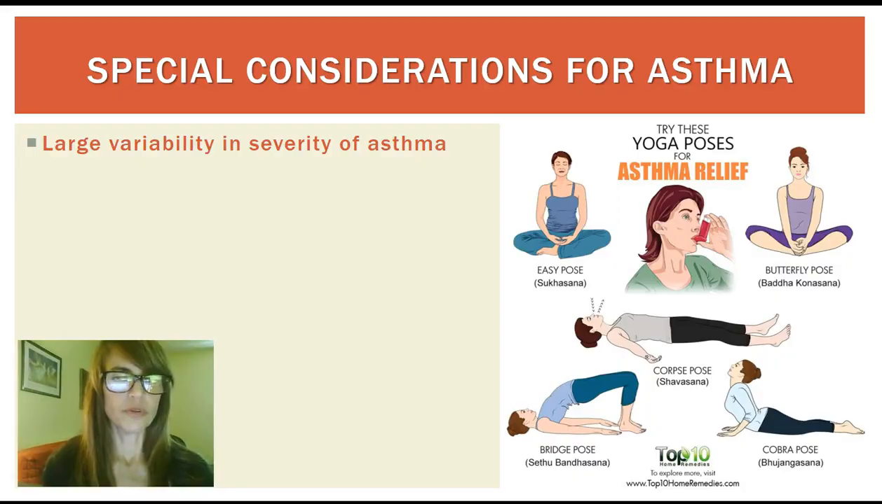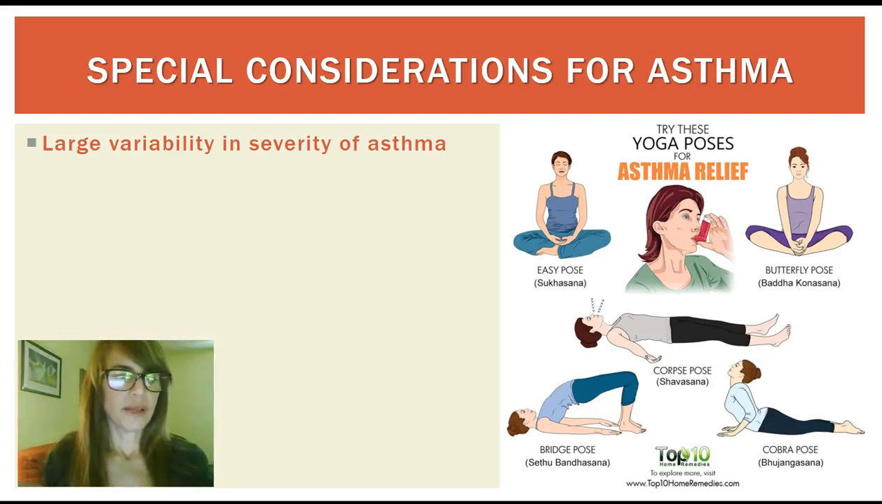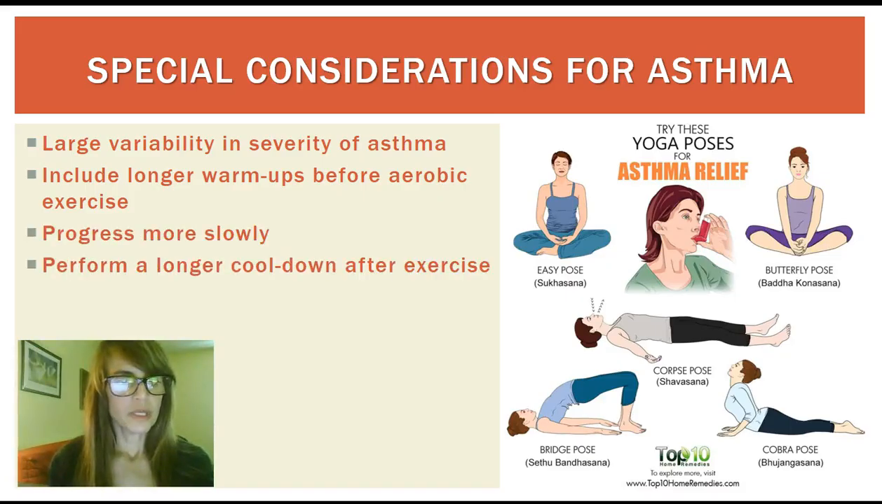Realize that there's a lot of variability in asthma, and you also have to look at any other pre-existing conditions or other factors that they may have. Consider longer warm-ups before aerobic exercise, more gradual movement to aerobic exercise. And then certainly longer cool-downs, because remember that if exercise is the trigger, you could have an asthma attack afterwards, because the increased rate of breathing could have irritated the airways, and the inflammation is not going to happen immediately. It could take some time.